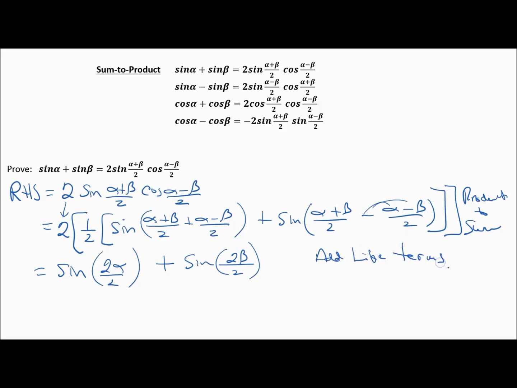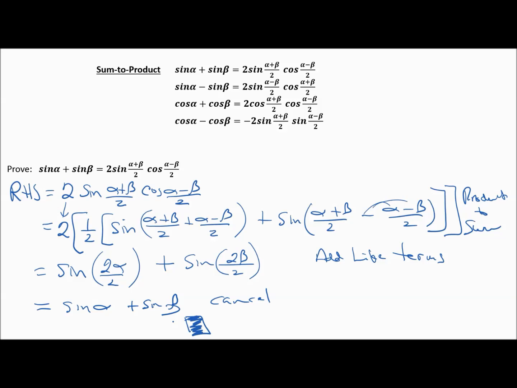So say some statement about like terms, and we have it. Okay, so now the 2's cancel. That gives me sine of alpha plus sine of beta. And all I did was multiply and cancel common factors. There's various ways to say that. And notice that equals the left-hand side. So we're finished with this proof. And again, all 4 of those are handled in a very similar fashion.